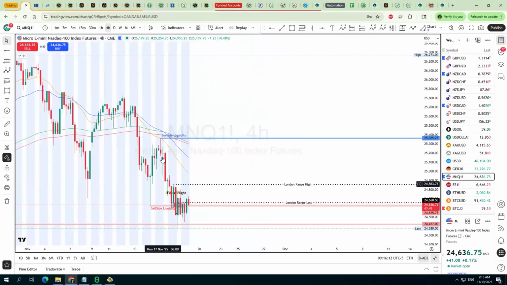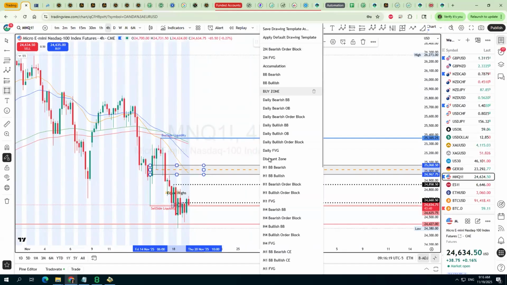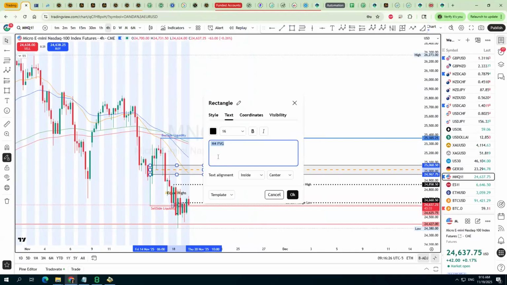I don't see a fair value gap sitting over here, but I have an inversion right there. That could become a resistance level for the market to come back and retest. And we're going to mark that off as an inversion right here.